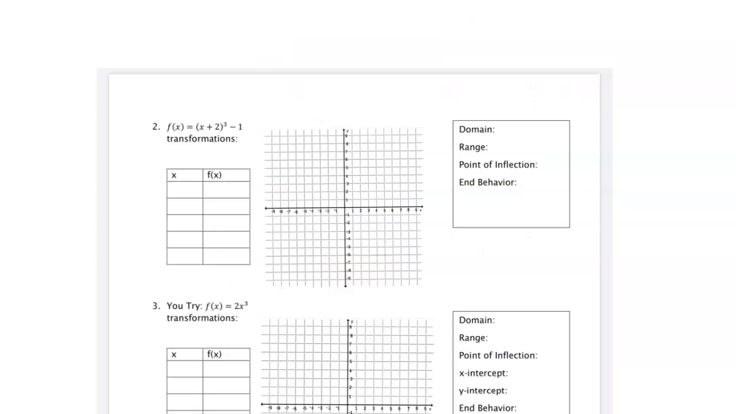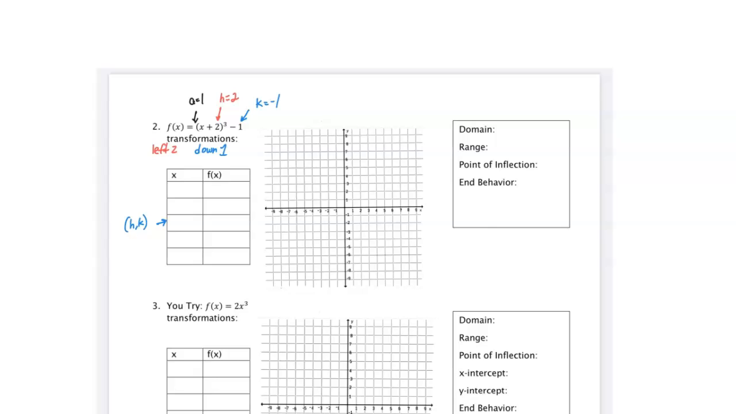Alright, for number 2 here, let's go ahead and pick out our transformations. Our a value is simply 1. It's not there, so no shifts or changes have been made. Our h is equal to 2, and it's a positive 2, so that means that we have moved left by 2. And our k value here is a negative 1, so that means that we have moved down by 1.